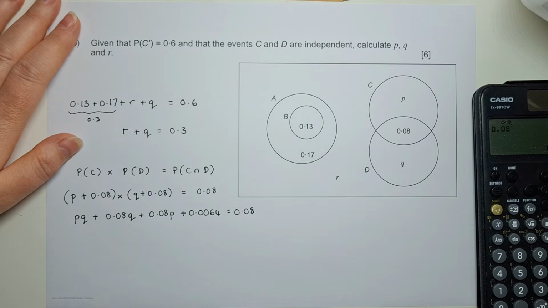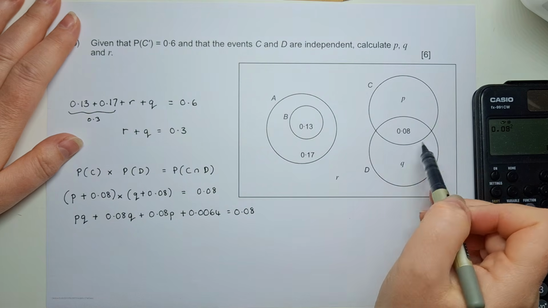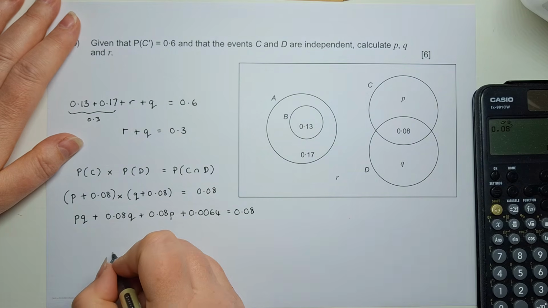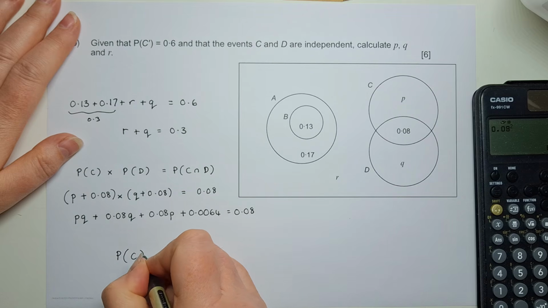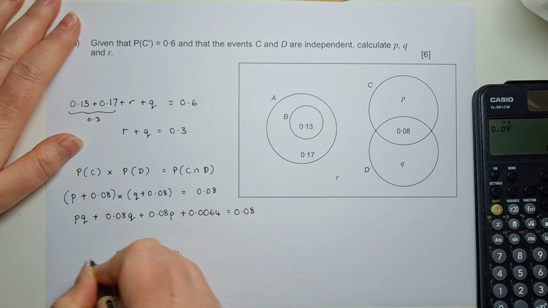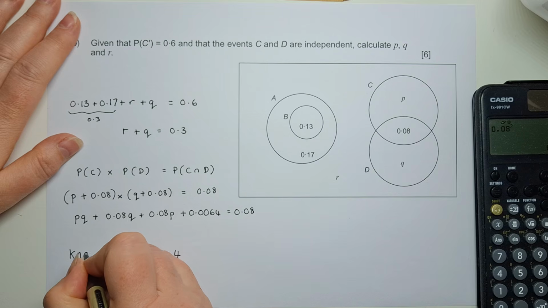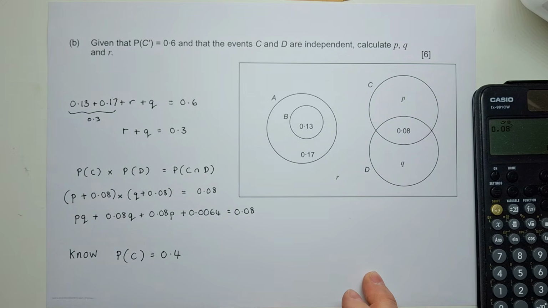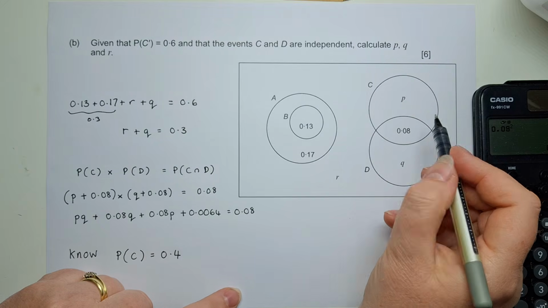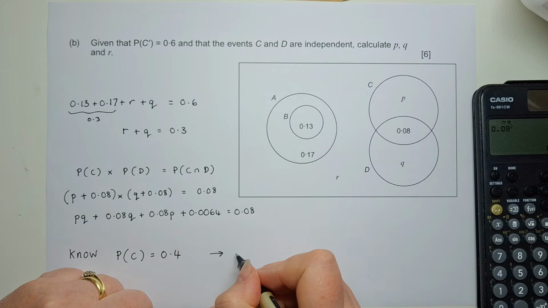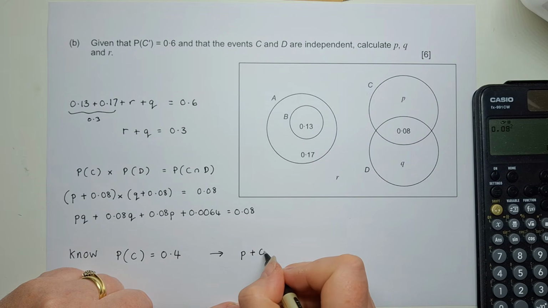The last thing we know is that the probability of C will be 0.4. Okay, I probably should have started there. Okay, apologies if you saw that bit first. We know that the probability of being in C is 0.4, so that actually lets me work out P immediately. Okay, that's much easier, isn't it?